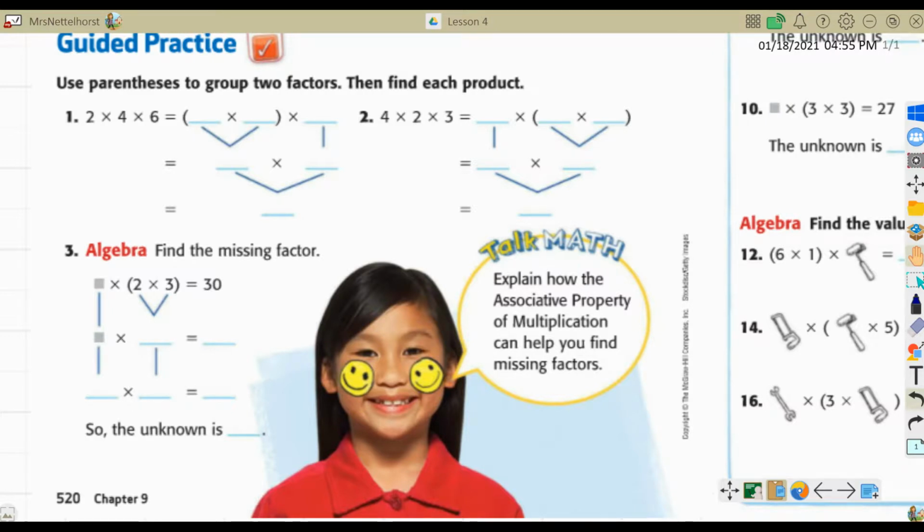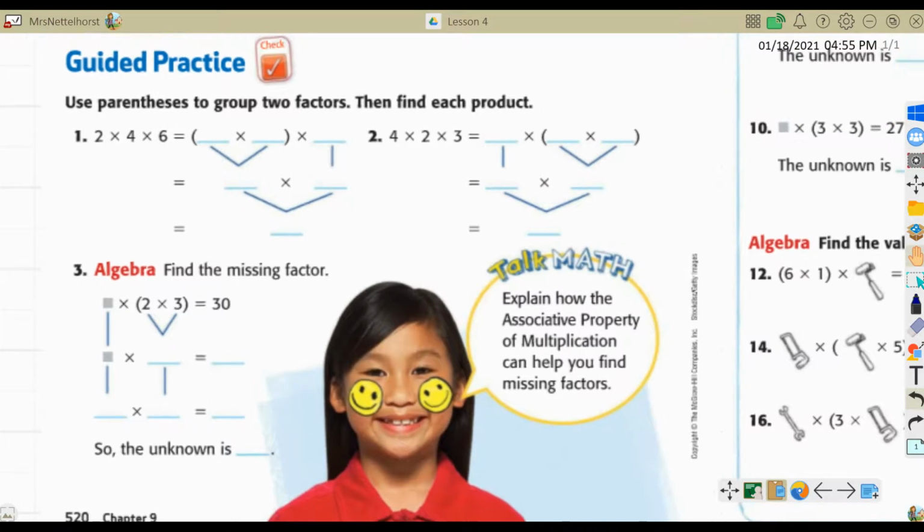Okay, so I'm going to fill in 2, 4, and 6. So 2 groups of 4 times 6. 2 times 4 is 8 times 6. 8 times 6 is 48.